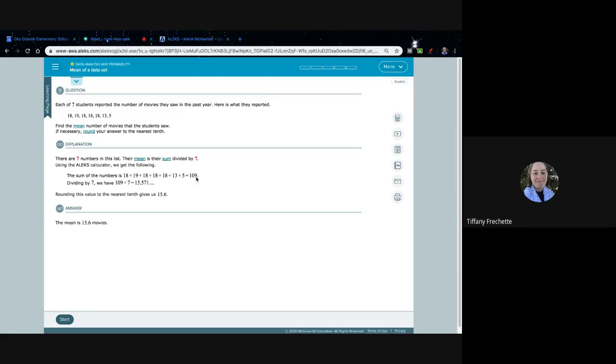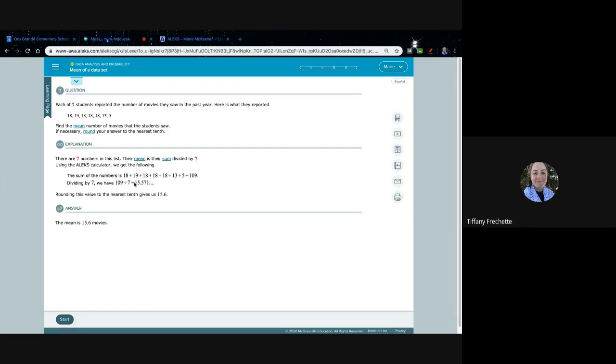And then they divide that by the number of numbers there are. There are 7 numbers. It told us that a couple of times now. We can count them and see that there are 7, or it told us that there are 7 students. So we take the 109, divide by 7, and we get this 15.571, meaning that it continues in our calculator.